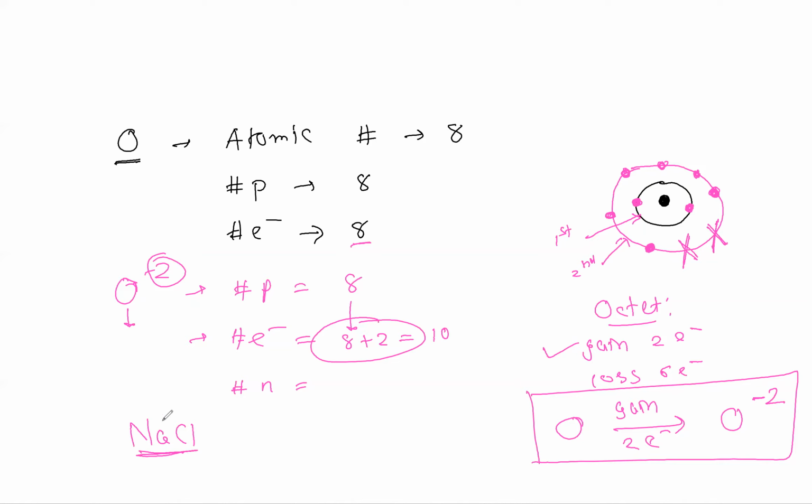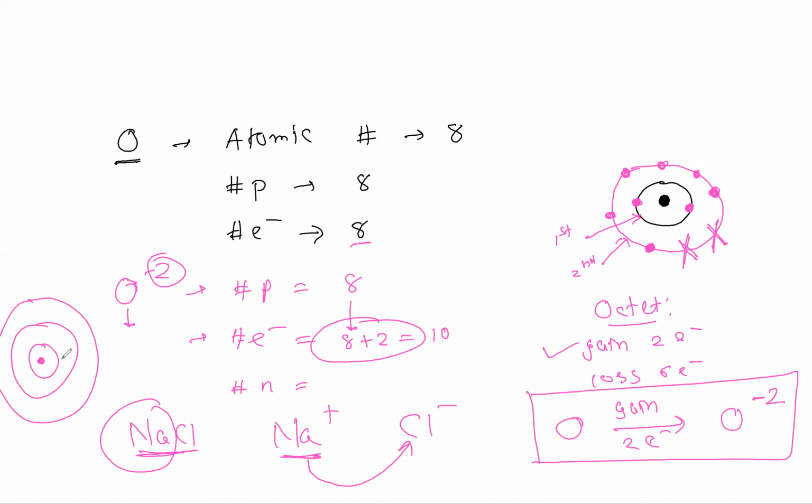So in NaCl, I think we talked about it, Na becomes +1, Cl becomes -1. What does it mean? Sodium likes to lose 1 electron, and the electron that sodium loses will be accepted by chlorine. So both will be happy. Let me write down the electron arrangement.